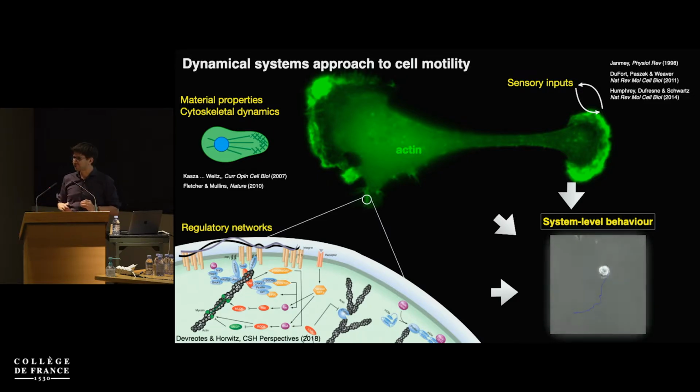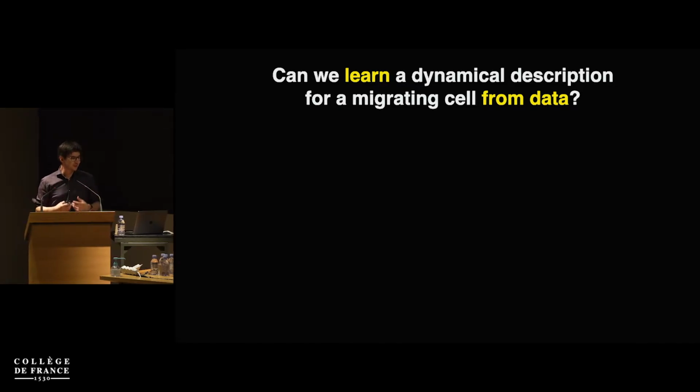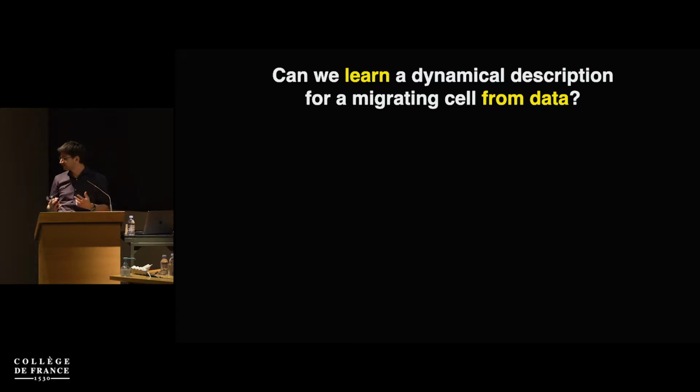The general approach is a data-driven approach. The question I'm asking is whether we can actually learn such a dynamical description of cell migration directly from data. So our hope is that we can ultimately piece together all the important physics and biology that underlies the migration of a cell. And this is obviously a very hard question to answer.